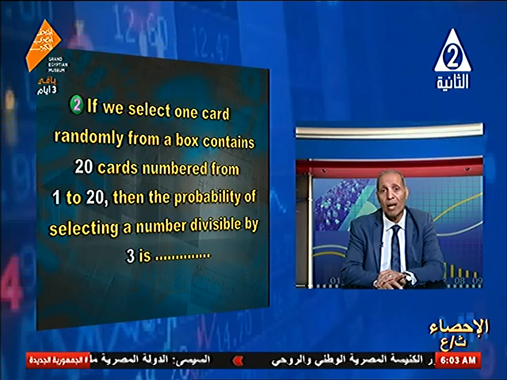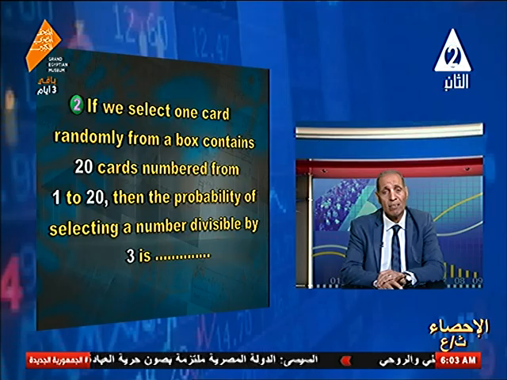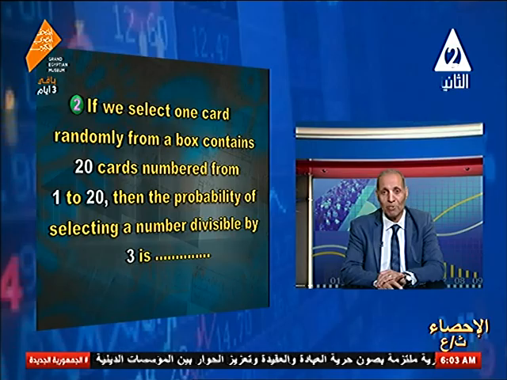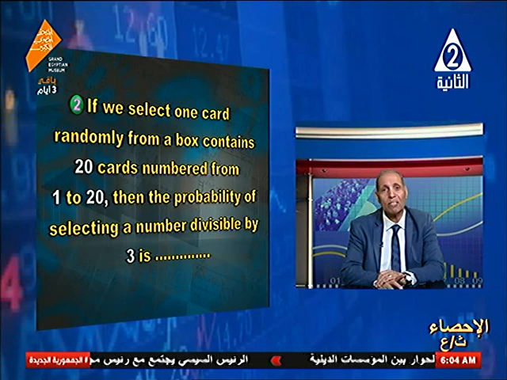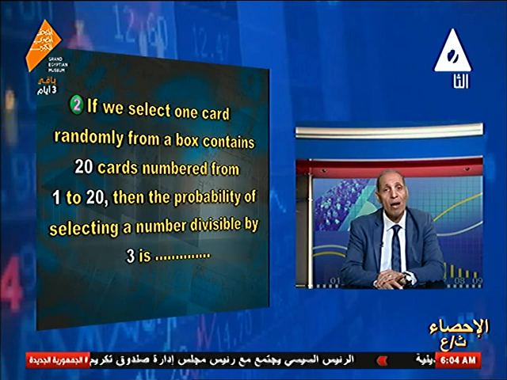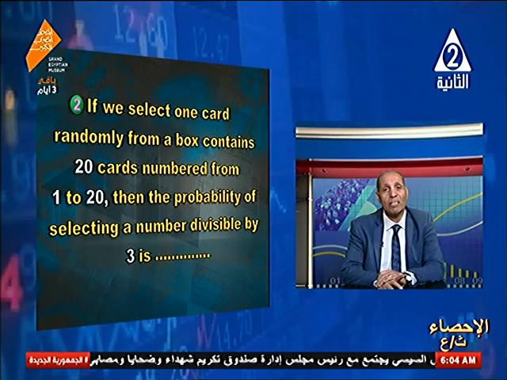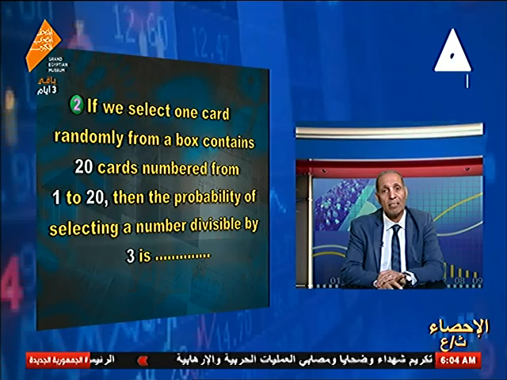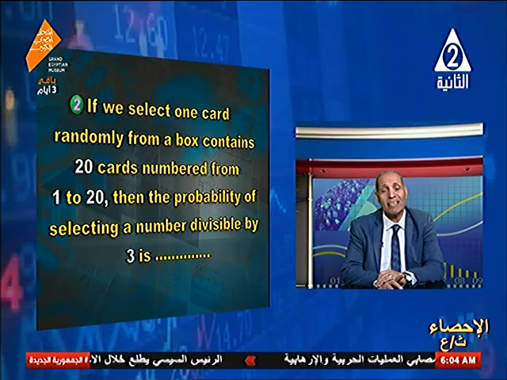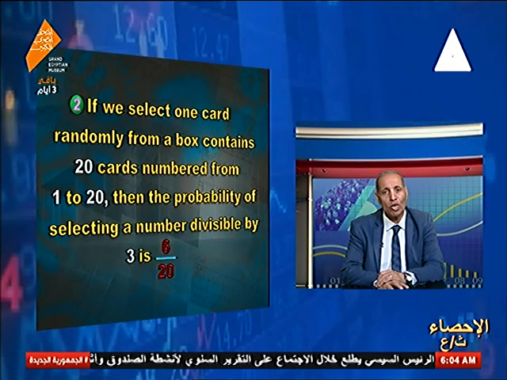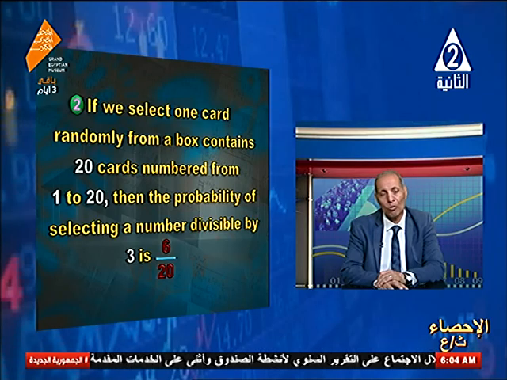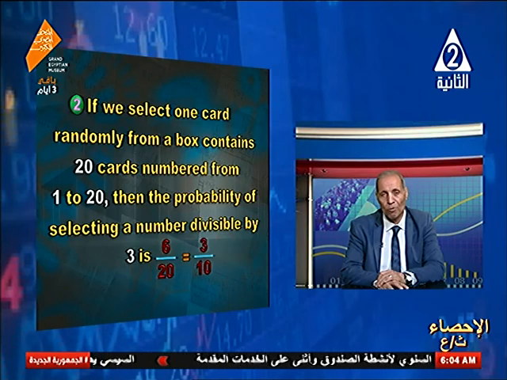If we choose one card from the 20 cards, what are the numbers divisible by 3, my dear student? Yes: 3, 6, 9, 12, 15, 18. How many? 6 numbers. What is the total? It is 20. Then the probability of a number divisible by 3 is 6/20. What is the simplest form? 6/20 divided by 2 gives 3/10.